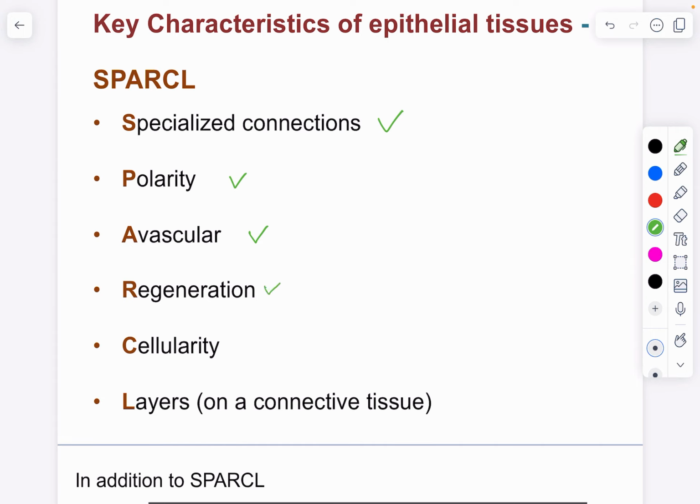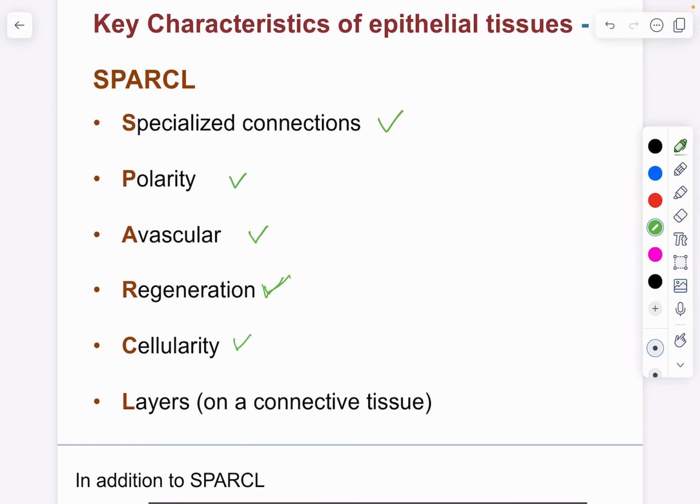Epithelial tissue has the ability to regenerate. What does that mean? So if cells are damaged or they die, this tissue has the ability to undergo mitosis and make new cells and regenerate itself. And this is not something that we should take for granted, because there are a lot of tissues in the body that have a very difficult time regenerating. Muscle cells, for instance, don't regenerate very easily. Neurons don't regenerate very easily. So this is a key feature of epithelial tissue.